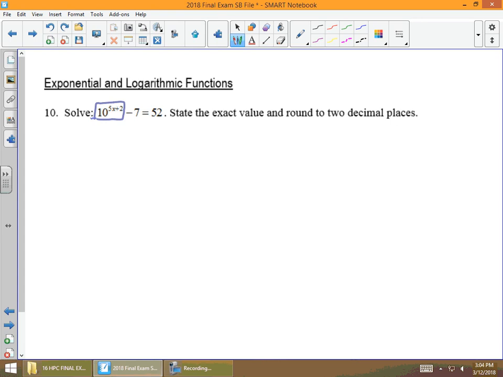So here, to isolate our exponential, I'm going to add 7 to both sides. So I have 10 to the 5x plus 2 equals 59. And now we can take the log or the ln of both sides. On my key, I used ln, but now that I'm looking at this again, I'm going to take the log of both sides.